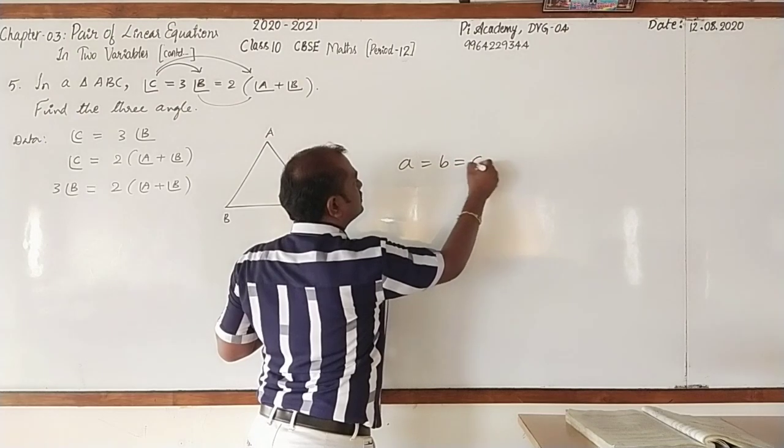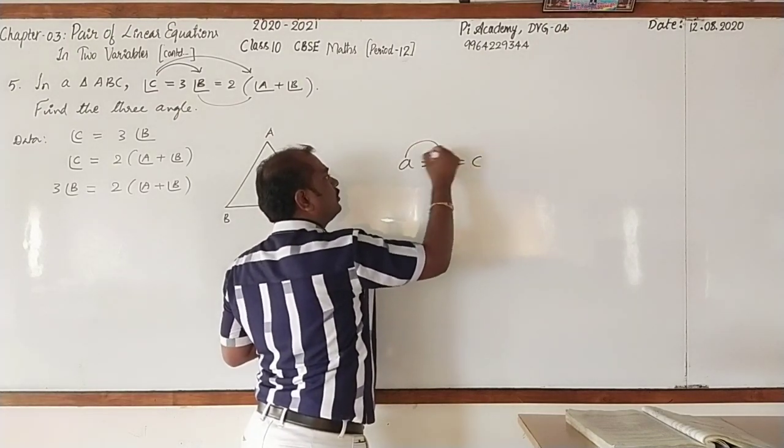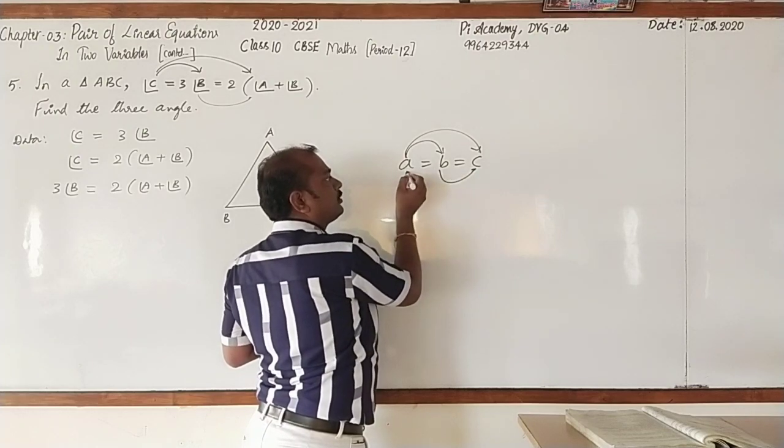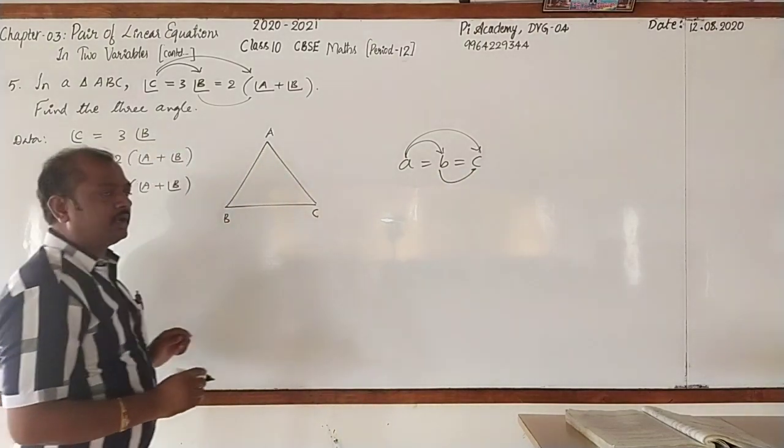A equal to B, B equal to C. What is the meaning of this? A equal to B, A equal to C. Then B equal to C. B is already equal to A. Clear? In this way.